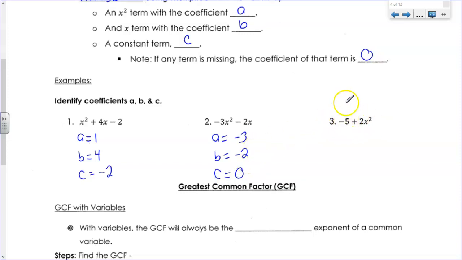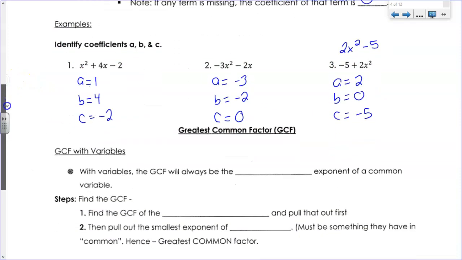Okay, this is not in standard form, so you can rewrite it in standard form, and that will help you do your A, B, C. So my A here is 2. My B, do I have an x? No, so 0. And my C is -5. Okay, so we will be using this throughout this unit. So make sure you understand the A, B, and C.